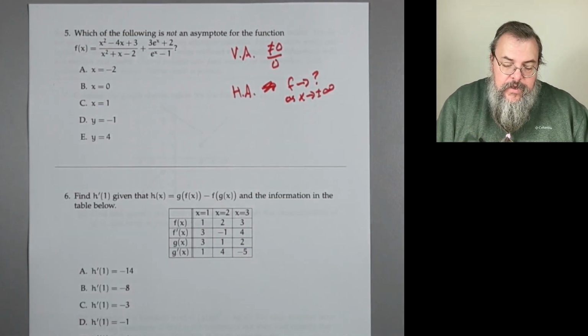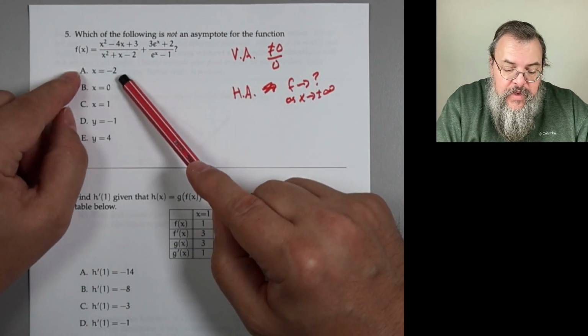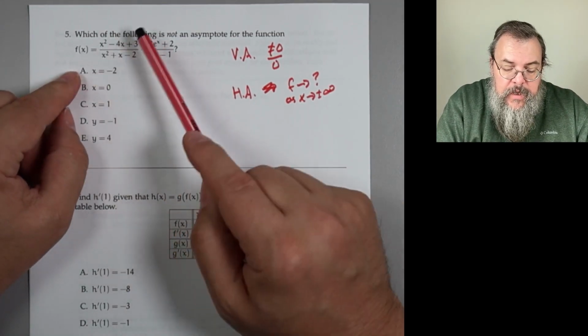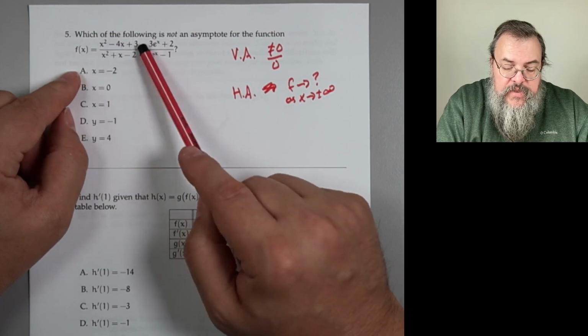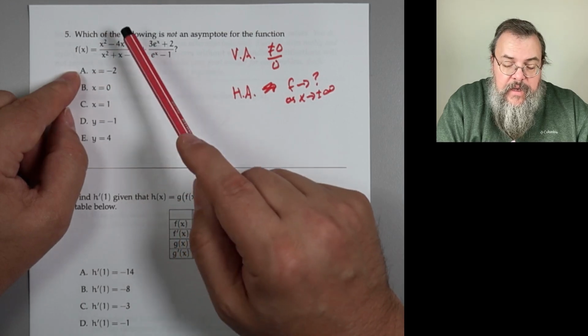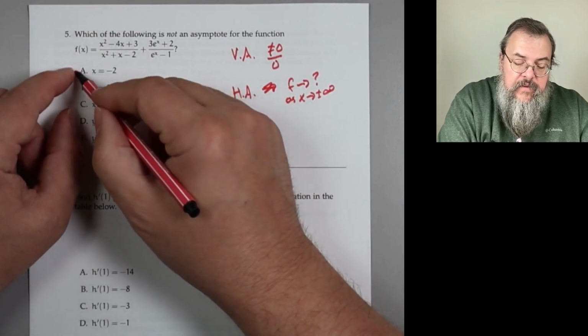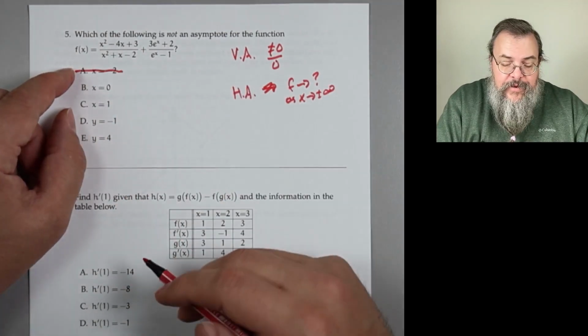Well, you plug in numbers. So let's plug in -2. We get 4 plus 8, which is 12, plus 3, and that's 15. Downstairs you get 4 minus 2 minus 2. So you get a non-zero number over a 0 number. Okay, so that's going to be a vertical asymptote.